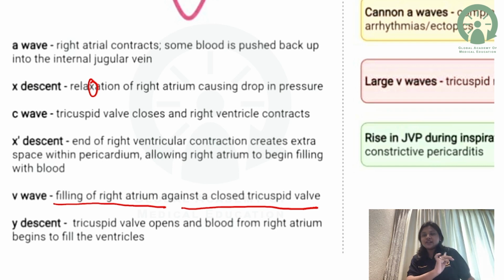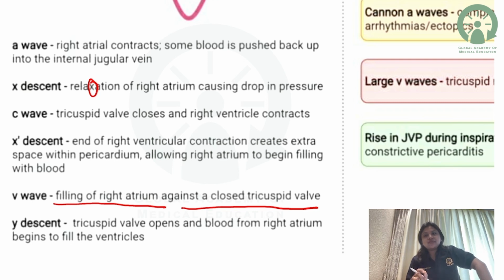So, two or three one-liner questions. Closure of the tricuspid valve occurs in which waveform? The answer is C waveform. Opening of the tricuspid valve occurs in Y descent. Contraction of the right atrium occurs in A waveform, whereas filling of the ventricles occurs in Y descent, right? Contraction of the right ventricle in C waveform. So we should know some minor details regarding the physiology of the JVP.